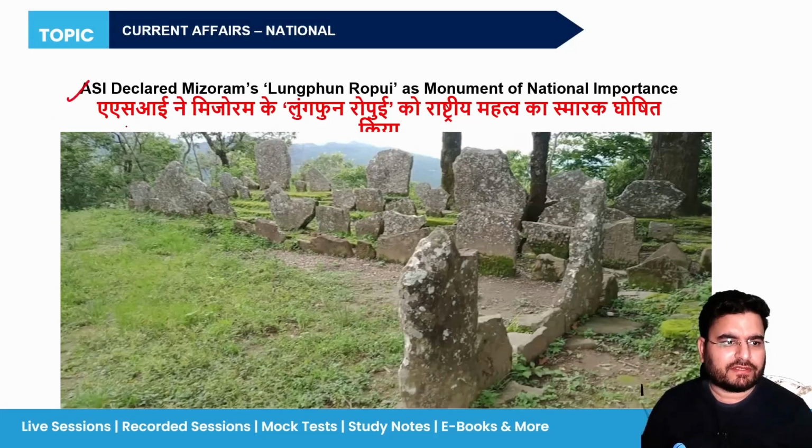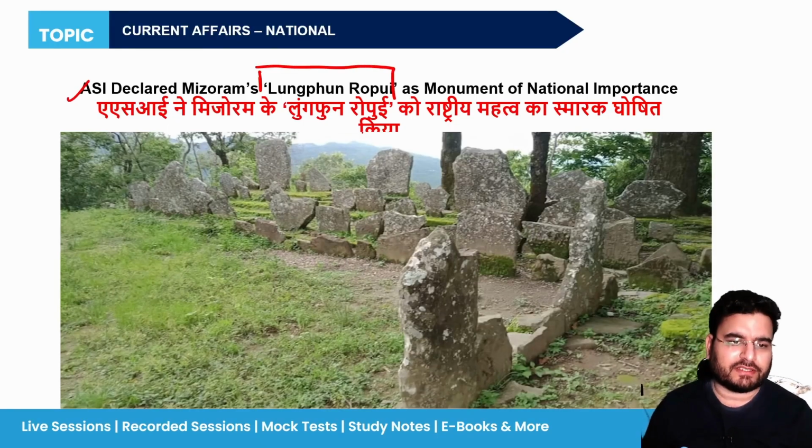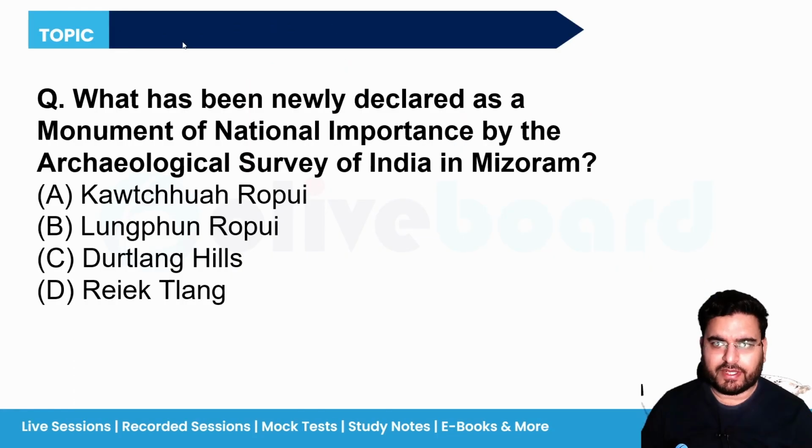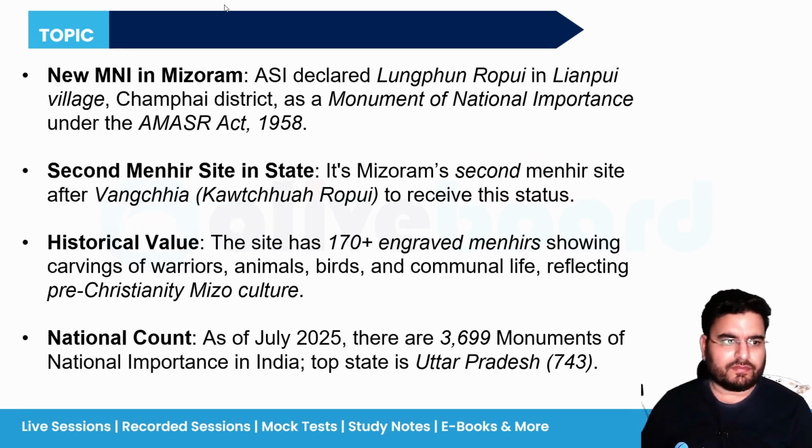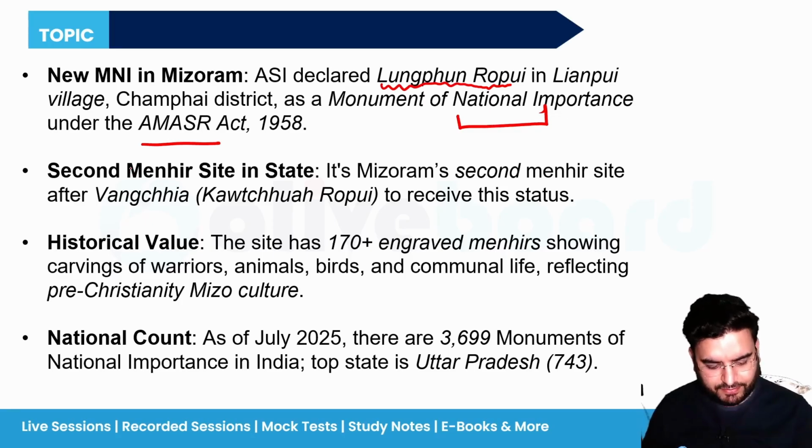Archaeological Survey of India declared Mizoram's Lungphun Ropui as monument of national importance. So please remember the name of the monument and where it is situated. What has been newly declared as a monument of national importance by Archaeological Survey of India in Mizoram? So Lungphun Ropui. Let's see the news in detail. First remember the name Lungphun Ropui. It is in Champhai district of Mizoram, and now it has been declared as monument of national importance as per the AMASR Act 1958.